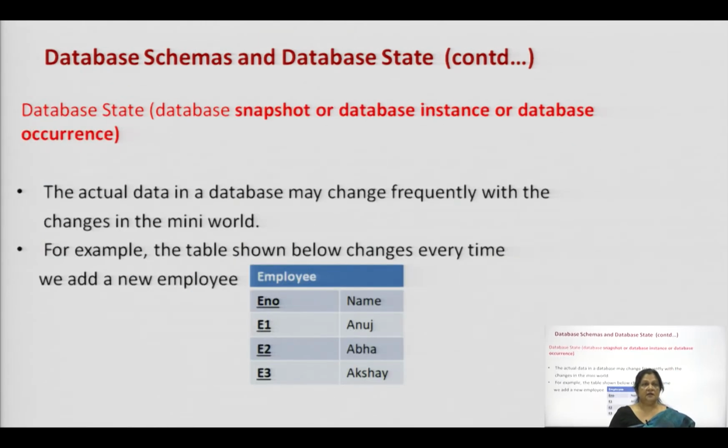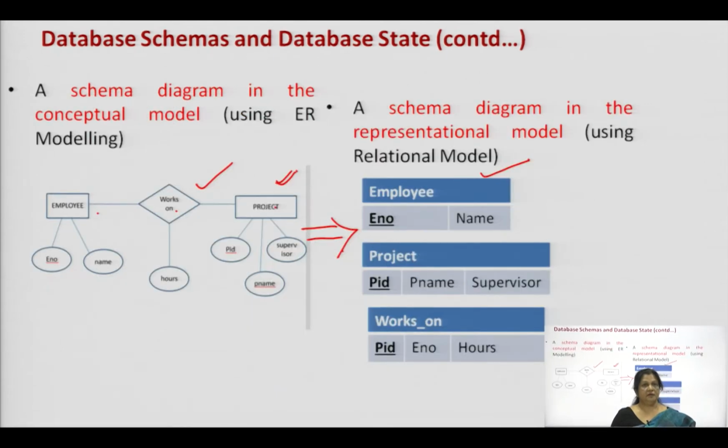Now, what is the state of a database? Sometimes also called the snapshot or the database instance or the database occurrence. Look, when we have a schema of the database, the schema of the database means only the structure of the database. Let me talk of the relational model. I have the structure of the database here, that there is a database which is consisting of 3 tables, and these 3 tables have some columns with some name, right. So, this is called a schema.